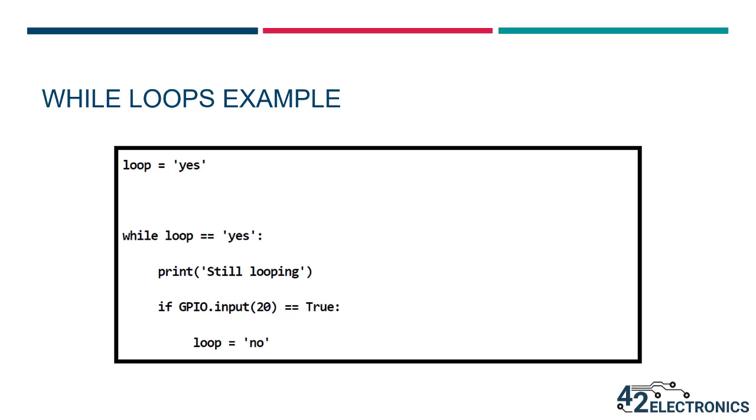So in this code example, I've added a print statement. So every time the loop runs through, "still looping" will be printed and the if statement will be evaluated. If GPIO 20 is low, or false, remember true, false, low is false, during the check, then nothing will change and the loop will continue running over and over. But if GPIO 20 is high, which is true, during one of these condition checks, then the value of loop will be changed to no, and the while loop will no longer run. And Python will then just move on to any code in the program below the while loop.